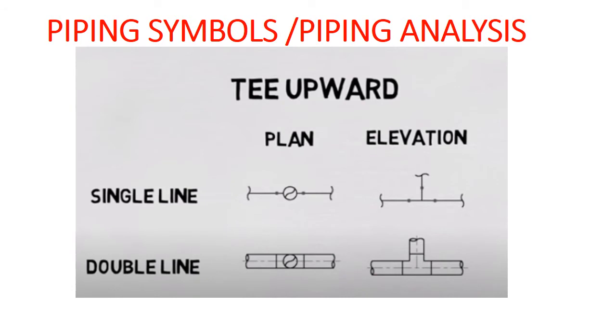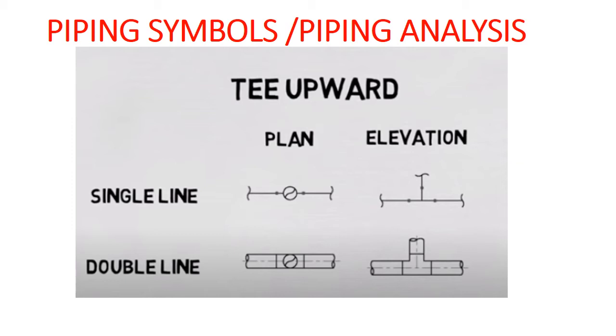We have T upward. See, for single line, the symbol for T upward will be like this, and the elevation will be like this. The double line plane will be like this, and the elevation will be like this.